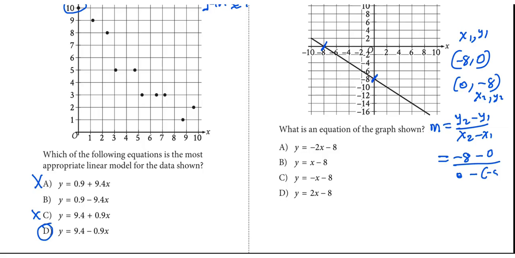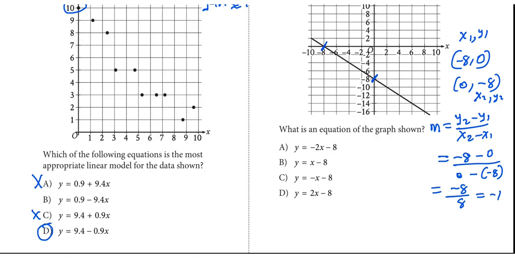So simply put it in a parenthesis. So this will be equal to -8 minus 0, which is -8, over negative is positive, so this will become +8. So -8 divided by 8 would give us -1. So the slope is equal to -1.